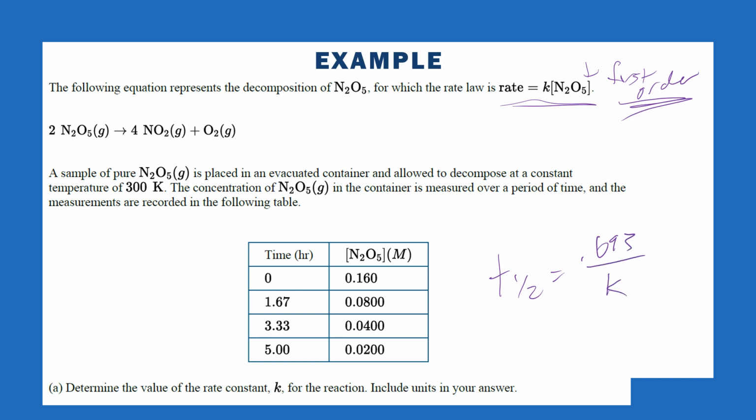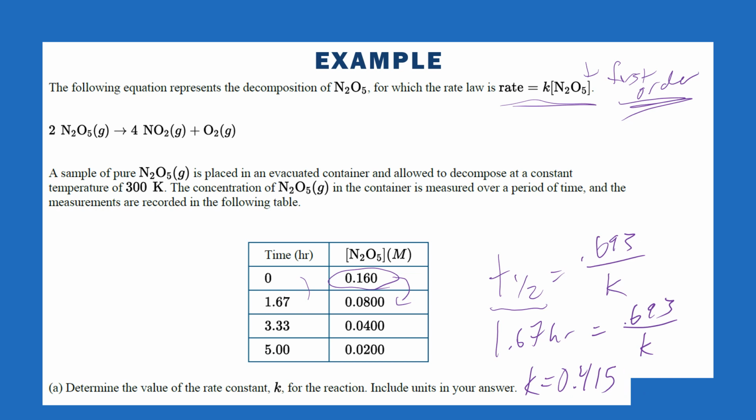And so that's the time it takes for half of the substance to react. So if I'm starting at 0.16, half of that is 0.08. So the time it takes to do that is 1.67 hours. If I go ahead and solve for k, I get k is equal to 0.415. And then the unit here is inverse hours.